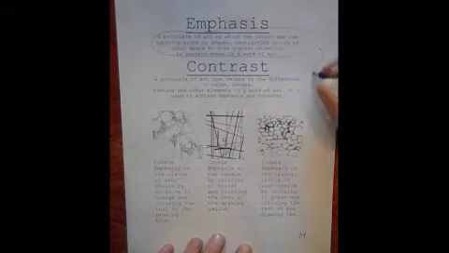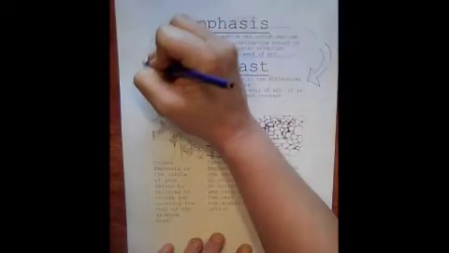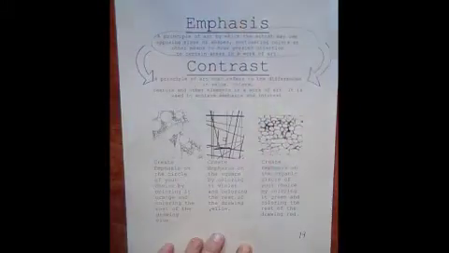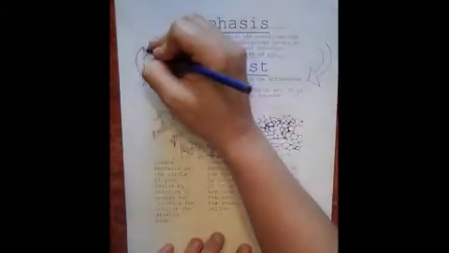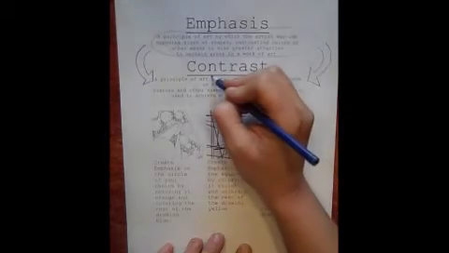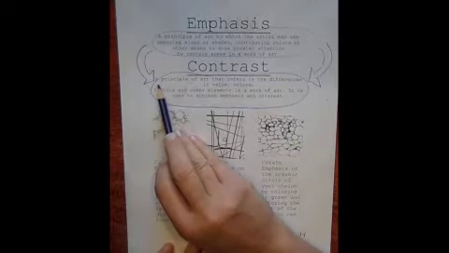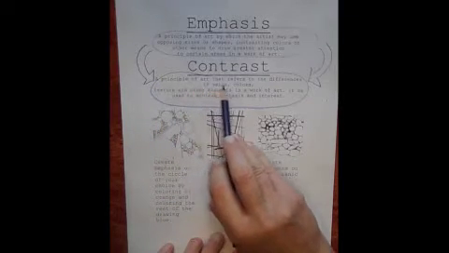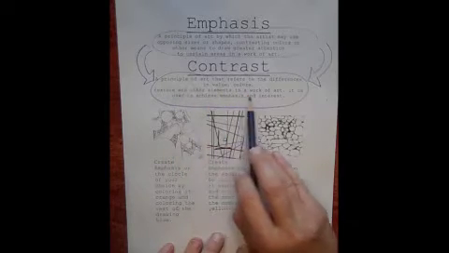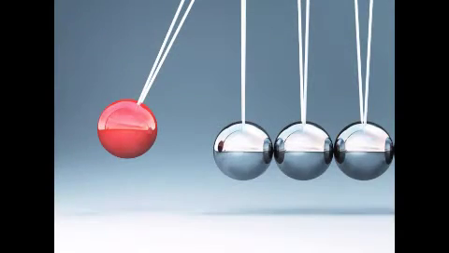Now draw an arrow down to contrast, and then circle the definition for contrast, because you have to have contrast to create emphasis. Now circle the definition for contrast, and read along. Go. A principle of art that refers to the differences in values, colors, textures, and other elements in a work of art. It is used to achieve emphasis and interest.